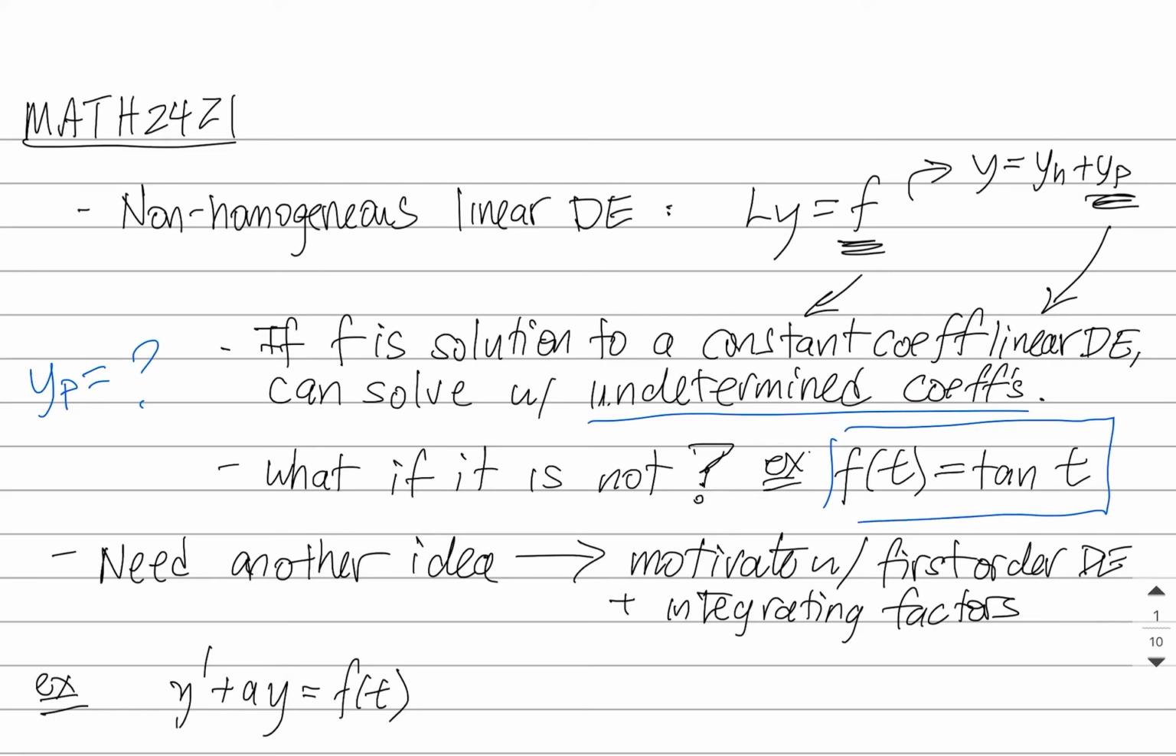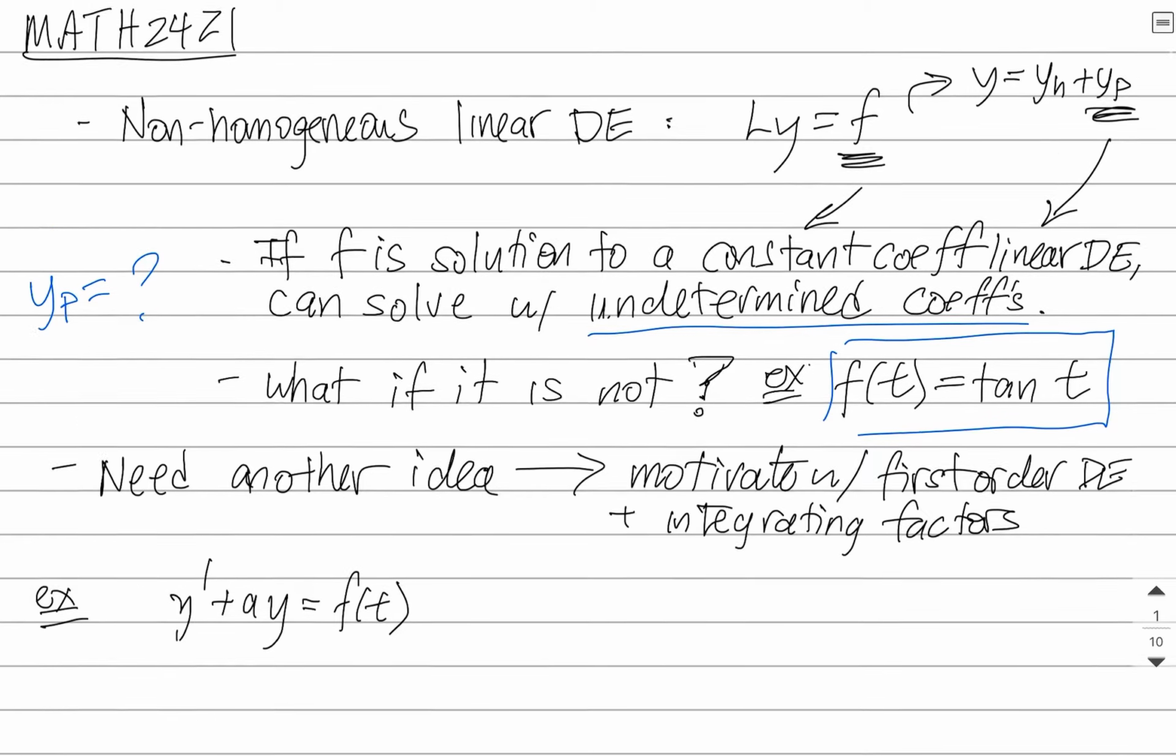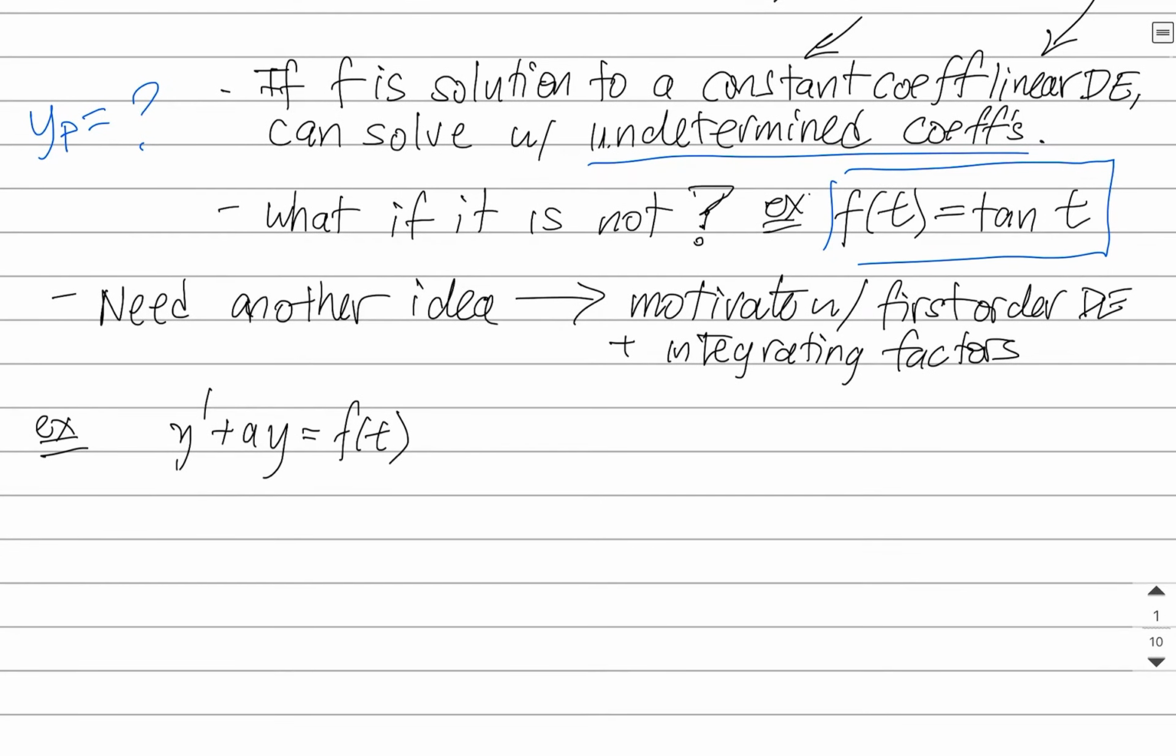So for example, tangent of t is not the solution to some constant coefficient linear problem. So the undetermined coefficients method is not going to work. We need a way that can come up with a solution in general, regardless of what's on the right-hand side. To try to motivate this, we're going to come back and look at our good old first order linear differential equation and talk about that integrating factor method.